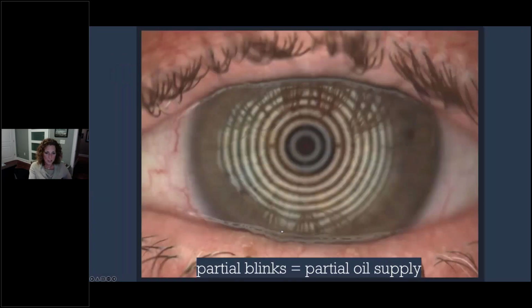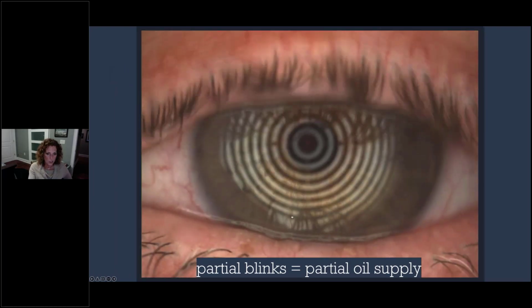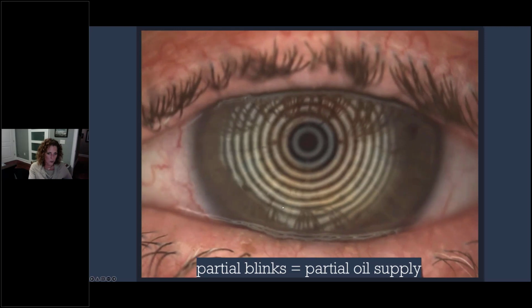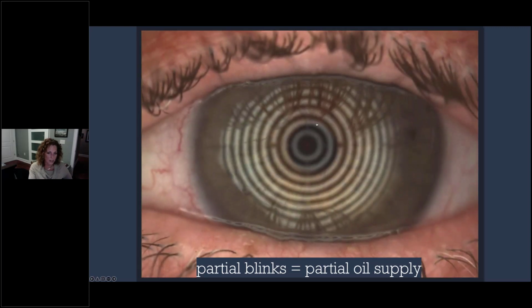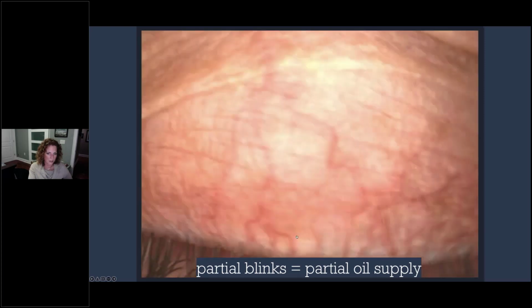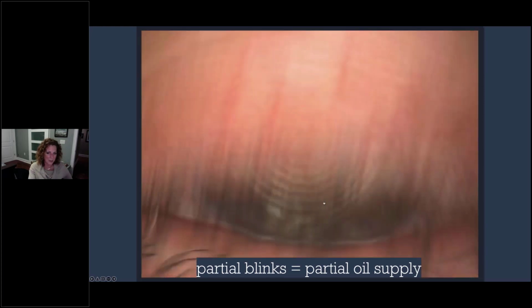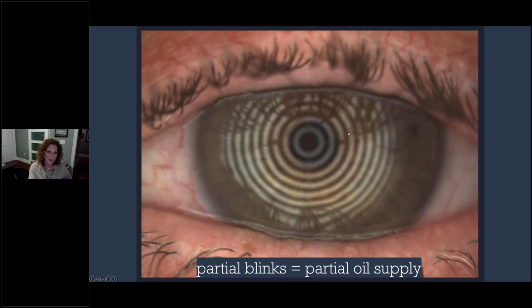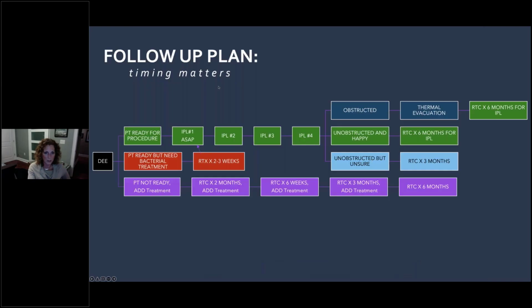And this was the same patient, and I thought this was just a cool video to show you. When she blinked fully, so that first one was full, we had color, but look at all these partial blinks, no color, and then she's gonna go down all the way and look at the color that comes out. And I just thought this was an awesome visualization of how we explain to patients all the time. You've got to blink all the way in order to get that oil out.